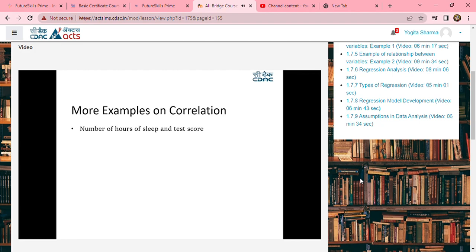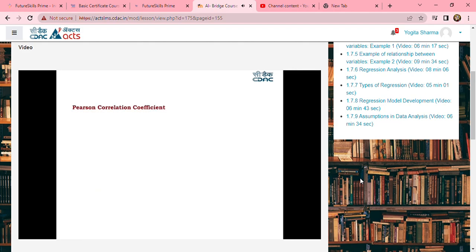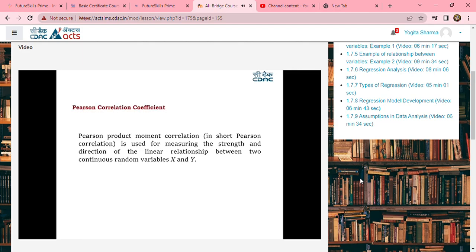So some other examples of correlation: number of hours of sleep and the test score, which are being tested using the correlation analysis concept, or whether average call duration is related to the age of the caller. But be cautious, it is not a causal relationship. It just gives you the association between the variables. Hence Pearson's correlation coefficient, also called Pearson's product moment correlation, is used for measuring the strength and the direction of relationship between two continuous random variables x and y.